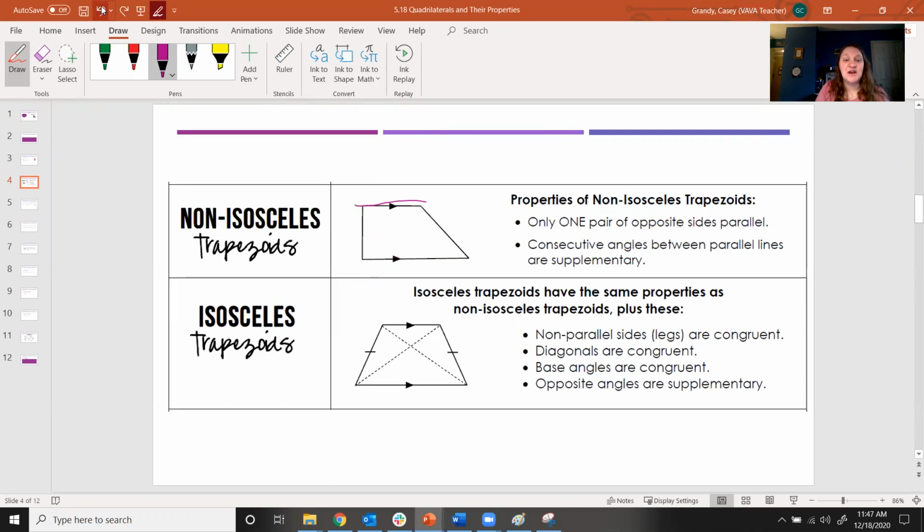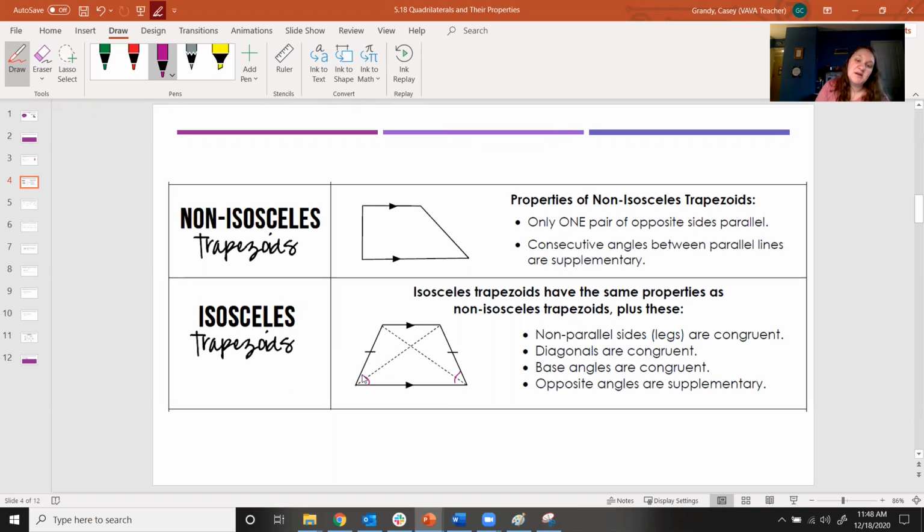In an isosceles trapezoid, it still has parallel bases, but its legs, the sides that connect the bases, are congruent, just like in an isosceles triangle. So the non-parallel sides, or the legs, are congruent. Also in an isosceles trapezoid, the diagonals are congruent. The base angles, so the angles that touch the bases, are congruent, and opposite angles are supplementary.